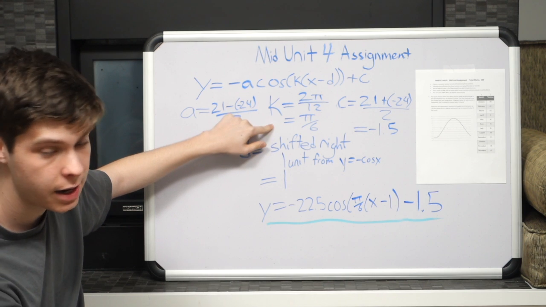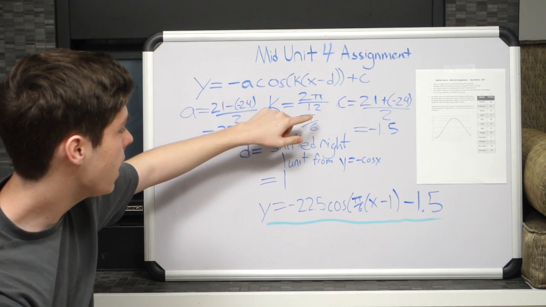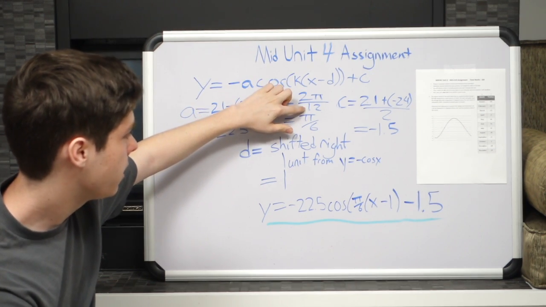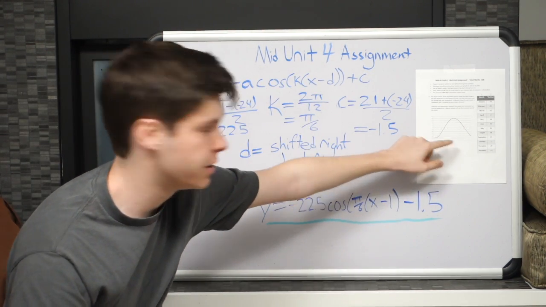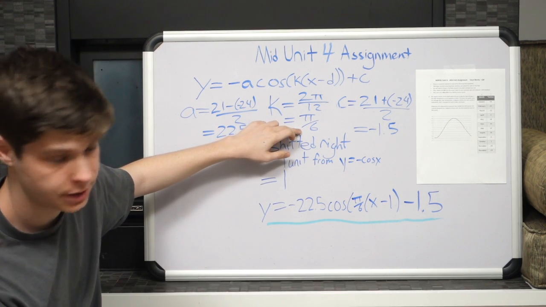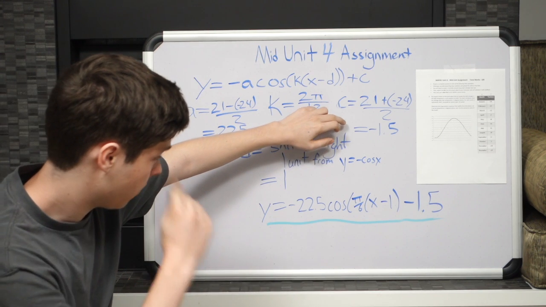Now we're going to find k. So k is 2 pi over the period. The period of this is 12 because there's 12 months, and then you can simplify that to pi over 6.